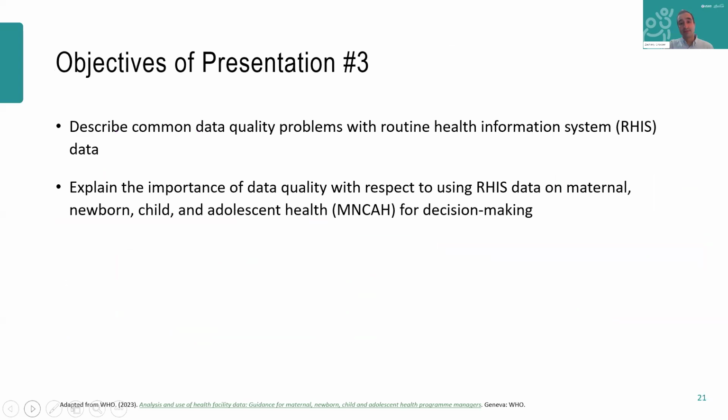The objectives of presentation number 3 are to describe common RHIS data quality problems and explain the importance of having good data quality for making decisions. One thing I'd like to note here is that the resources in the WHO Data Quality Assurance Toolkit that we just reviewed earlier and the program-specific resources for MNCAH have different purposes with regard to the topic of data quality.